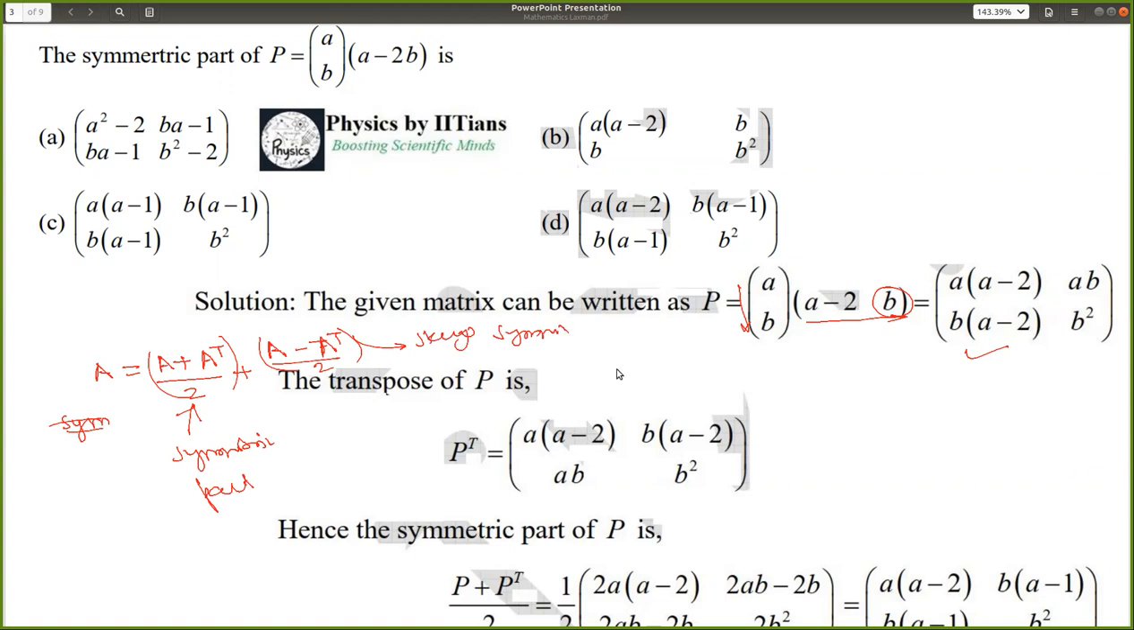So here we have been asked the symmetric part. So this is your P matrix. You will first take the transpose of this matrix. So the transpose will be this: the first row will become the first column, and the second row will become the second column. So this will be the transpose of P. So the symmetric part will be P plus P transpose divided by 2. So you will just add these two matrices and divide it by 2. So you will get the answer as A minus 2, B, A minus 1, B, A minus 1, and B square. So the correct answer will be option D here.